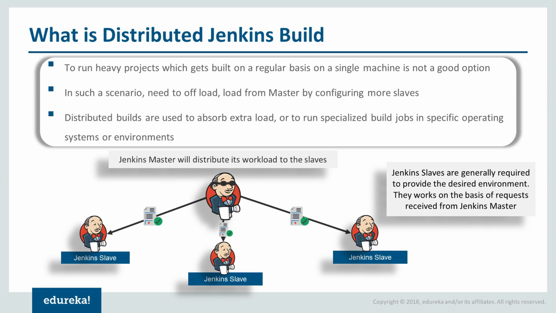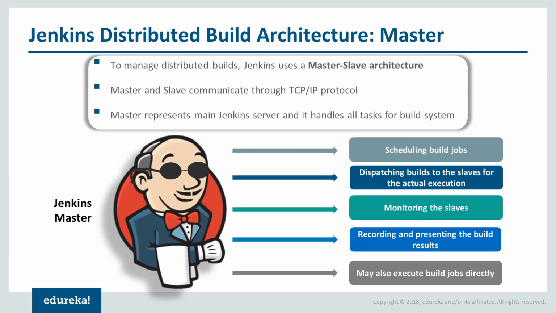Now, Jenkins slaves are generally required to provide the desired environment, so they work on the basis of requests received from Jenkins master. So how does the architecture look like? Primarily, it's a master-slave architecture, as we have spoken, and master and slave communicate through TCP/IP protocol. Master represents the main Jenkins server, and it handles all the tasks for the build system. So basically, Jenkins master is your machine, or the UI from where everything is being controlled.